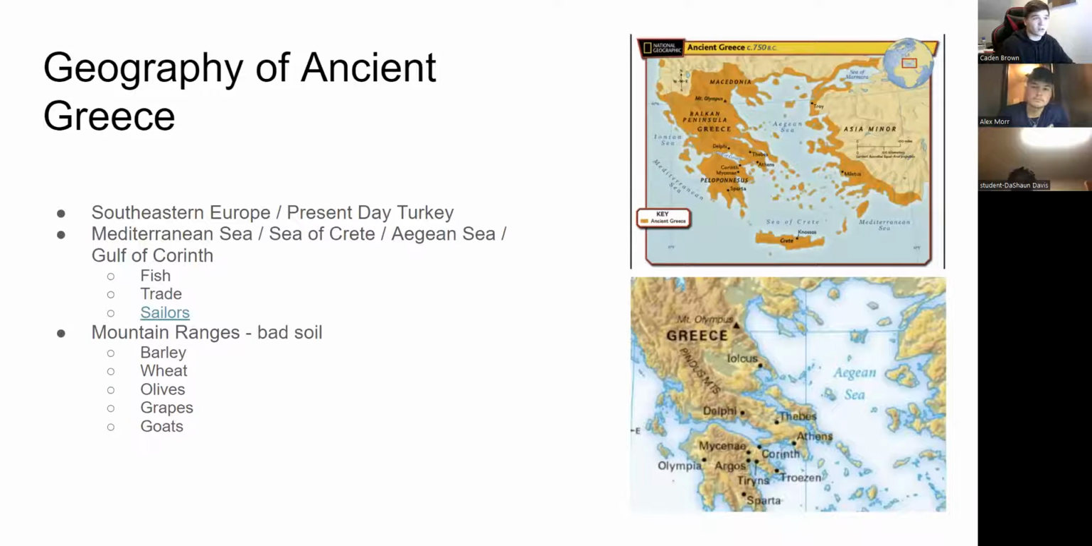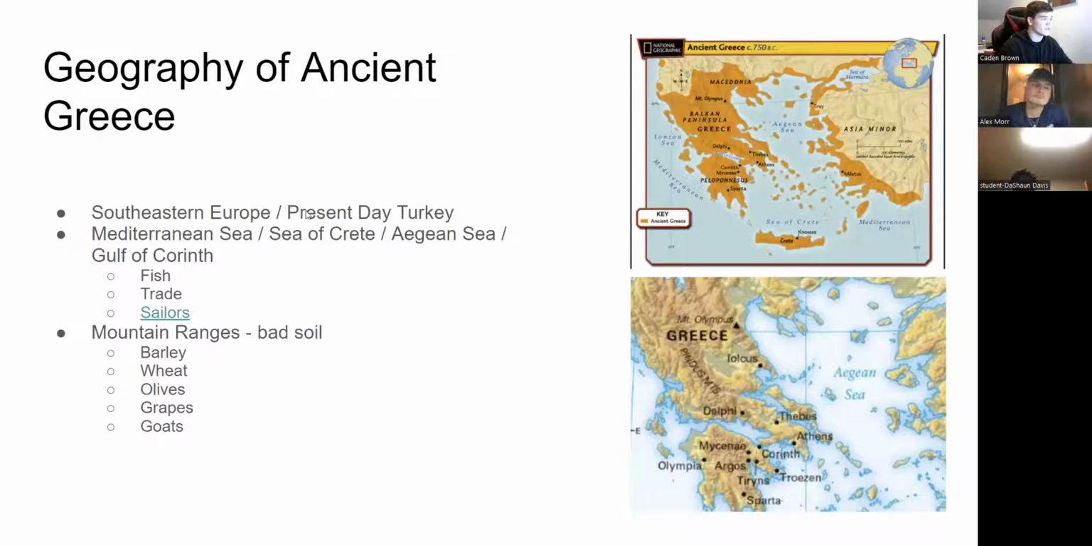And these are very important for Greece because Greece is set along a long range of mountains. So they don't have very good soil to be able to farm. It's all rocky. So using all of these seas and gulfs, like the Gulf of Corinth as well, they don't really farm. What they do instead is they fish for food. They trade a lot so that their, I guess, economy can build.